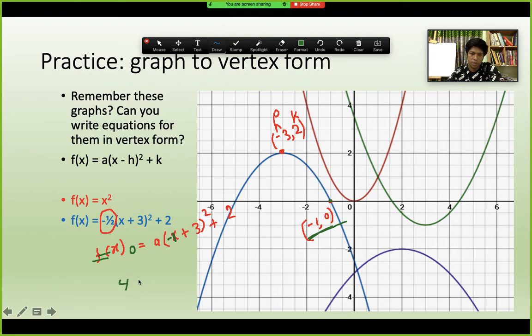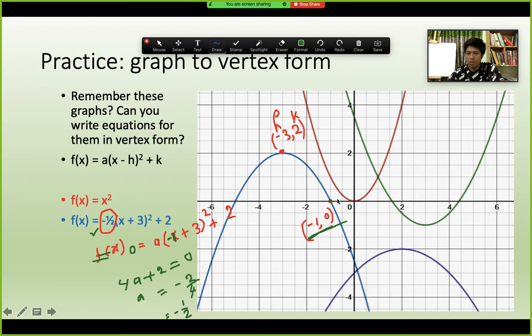So this is 4a, then plus 2 equals 0. This side is 0. So a equals minus 2 divided by 4, which means minus half. That's how we got this minus half. And the minus 3 comma 2, we got from the vertex, this 3 and this 2, and the other point we get this way.